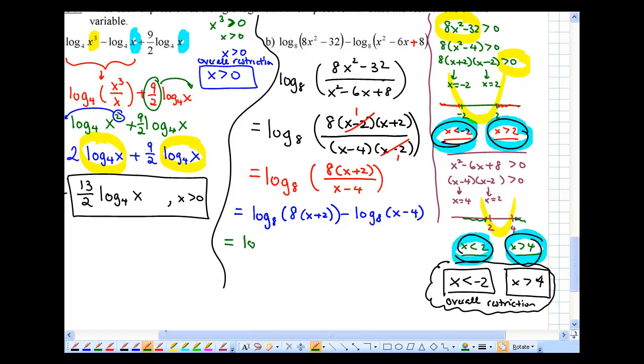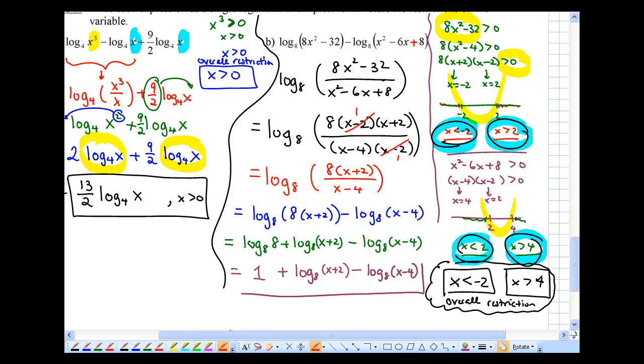Continuing on, we can split up that first part: log base 8 of 8, plus log base 8 of x plus 2, minus log base 8 of x minus 4. And one last thing I can do to try to simplify this, log base 8 of 8 is just 1. So we go 1 plus log base 8 of x plus 2 minus log base 8 of x minus 4. And with the overall restriction that I've already put in the cloud, there you go. Done simplifying. All right. I think we're good.